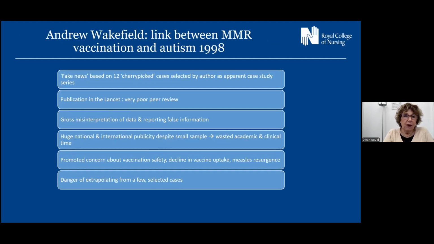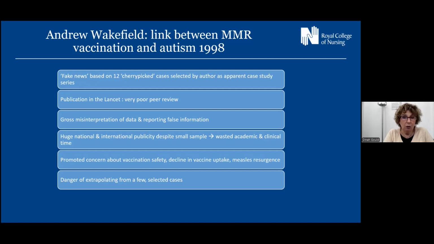Andrew Wakefield is famous, or perhaps infamous, for making the link between the measles, mumps, and rubella vaccination and autism in the 1990s. And this was an example of fake news because Wakefield cherry-picked his examples of children having autism deliberately. These weren't consecutive children who became ill. He searched about to find them, and he published his paper in the Lancet, but it was a very poor peer review.